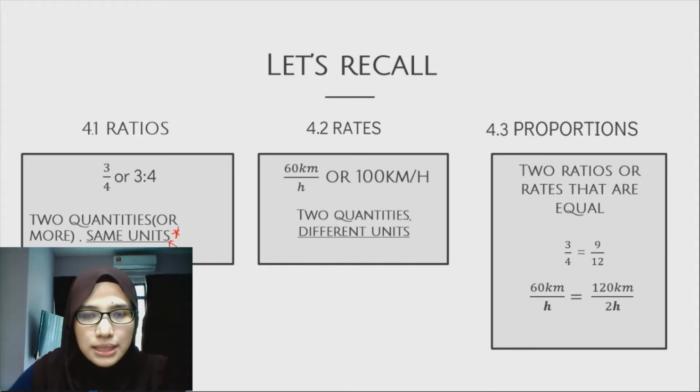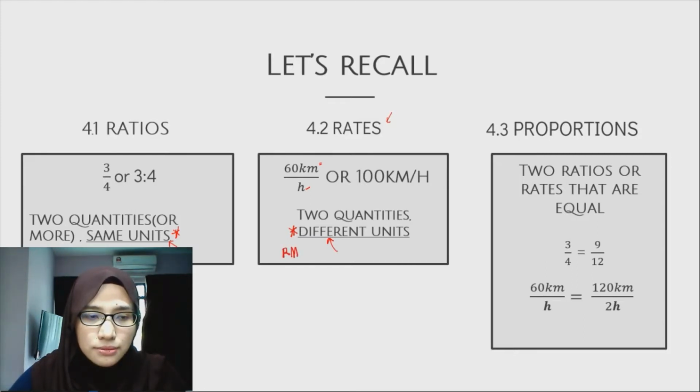Second topic is rates. What are rates? Rates are two quantities, always two quantities, but with different units. So different units here is your keyword for rates. For example, here we have 60 km per hour, different units, kilometer and hour, or 100 km per hour. Different rates you have in your daily life.